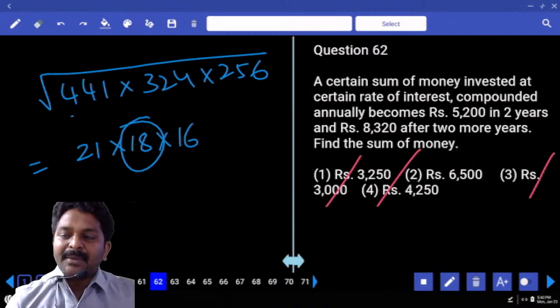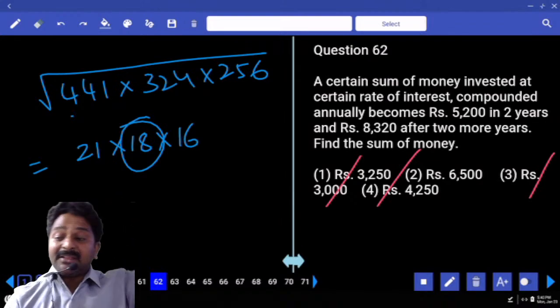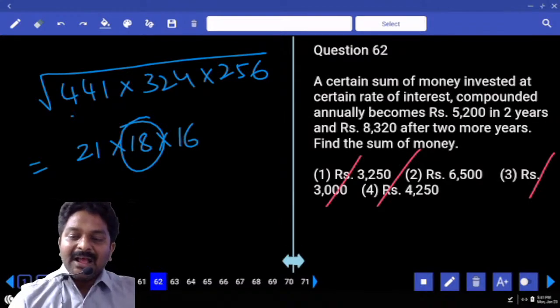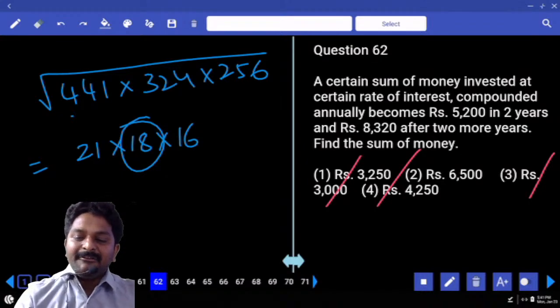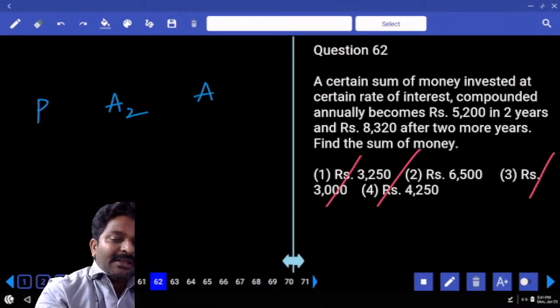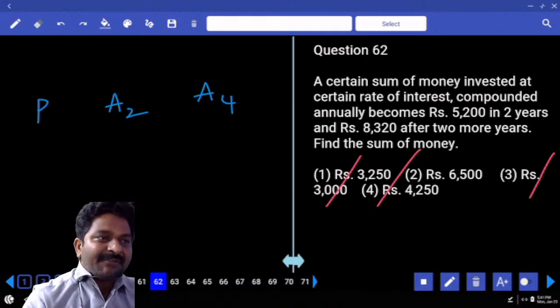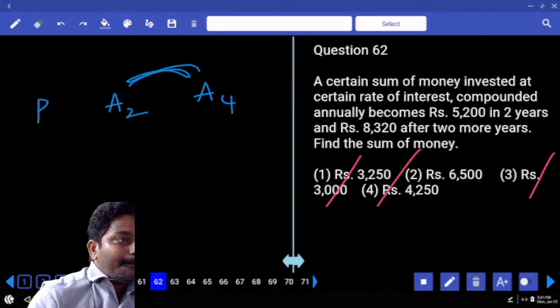A certain sum of money invested at a certain rate of interest compounded annually becomes 5,200 in 2 years and 8,320 after 2 more years. Find the sum. Now, the principal is to be found, the amount after 2 years is mentioned, the amount after 2 more years, in the sense after 4 years, is mentioned, correct? How many years gap do we have?